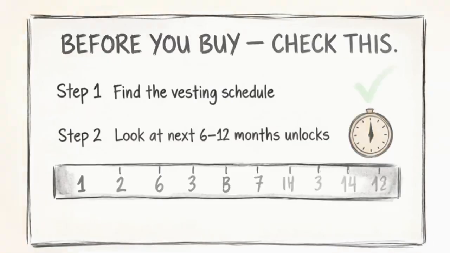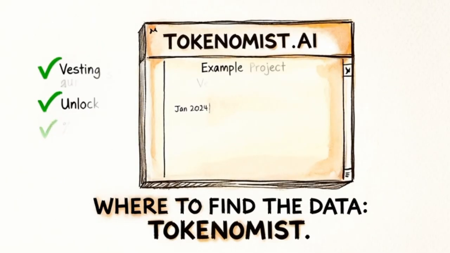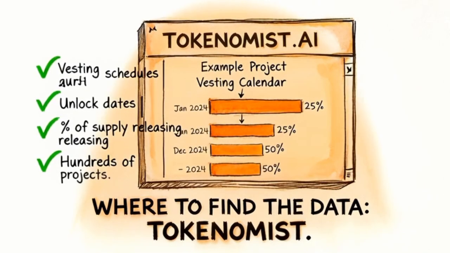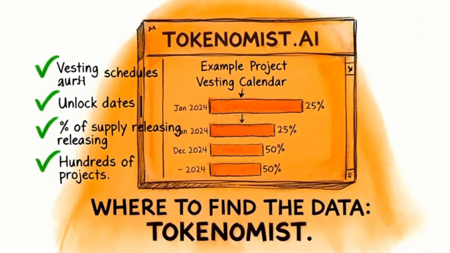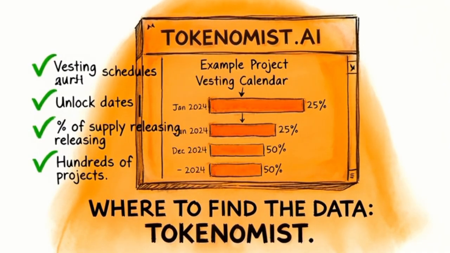The fix is simple. Before you buy anything, check the vesting schedule. Sites like Tokenomics publish this data for hundreds of projects. If a large percentage of total supply unlocks in the next 6 to 12 months, that is structural sell pressure built into the asset, regardless of how good the technology is.